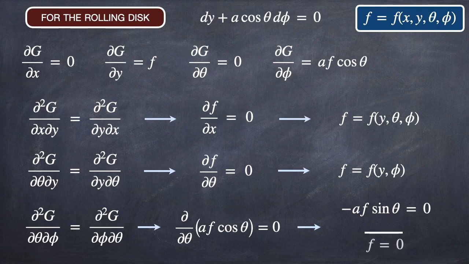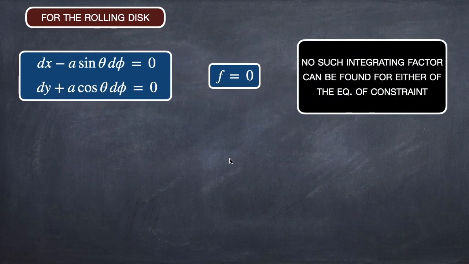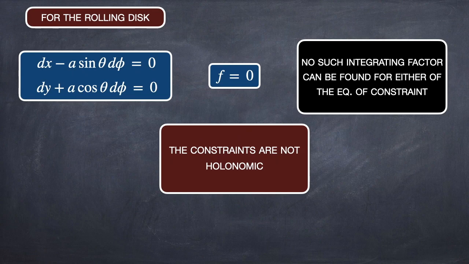And we need that f must be equal to 0 for this equation to be equal to 0 for any value of theta. And then we just got the same result for the second differential equation of constraint. There is no such integrating factor for either of the equations of constraint. The constraints are not holonomic.